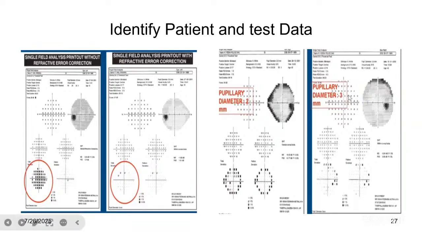Okay, thank you. So for pupillary diameter, this is an example when the pupillary diameter was just about 2 millimeters and when it was around 3 millimeters. You can see the edge is photomatic.